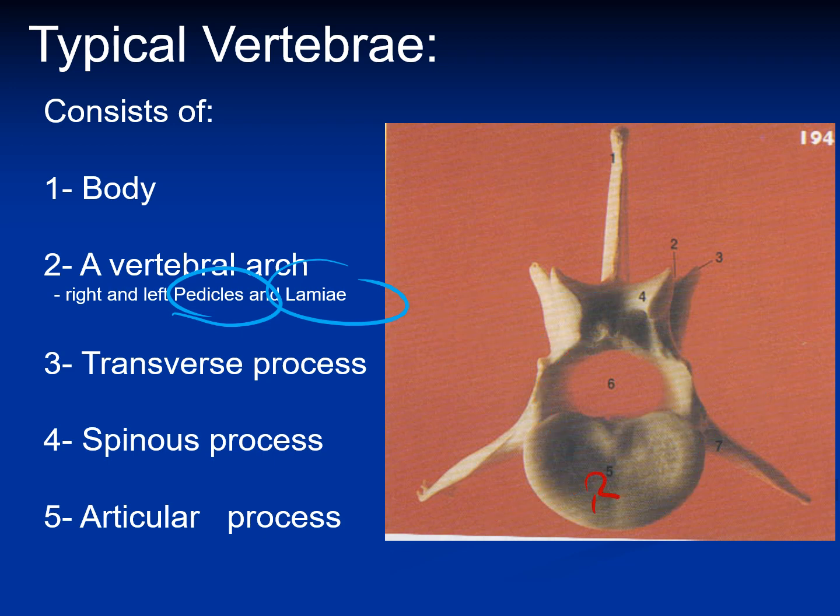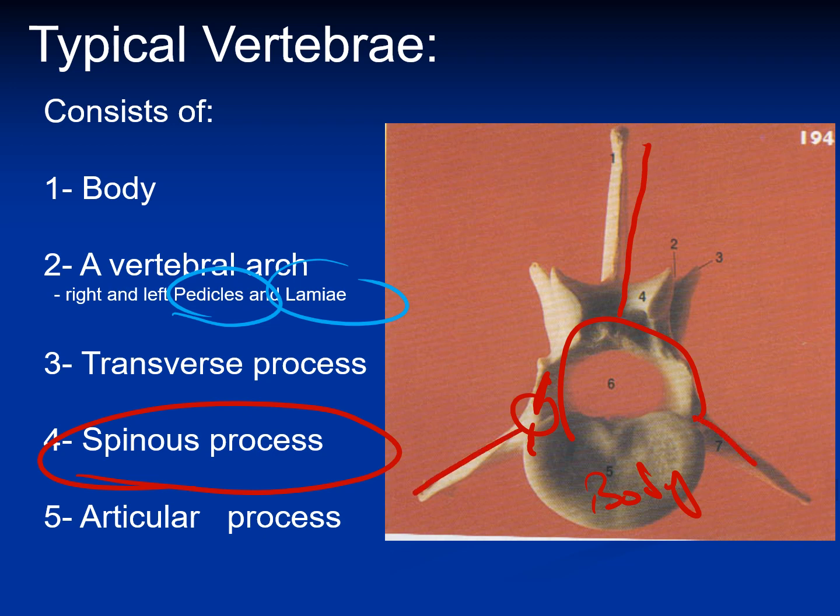So we have the body here and we have this arch. At the middle of the vertebral arch we have this spine, and this we call the spinous process. And you can see at this area here, at the junction between the vertebral arch and the body, we have two processes, and these we call the transverse processes.